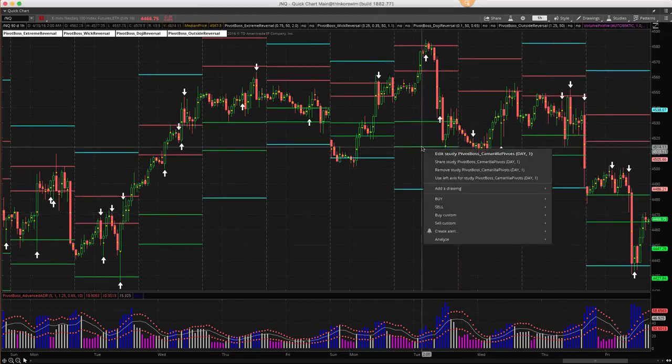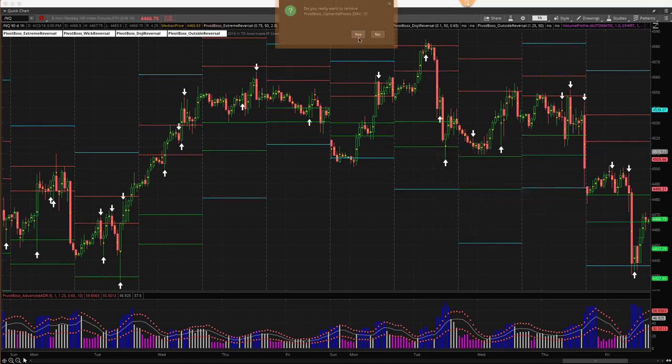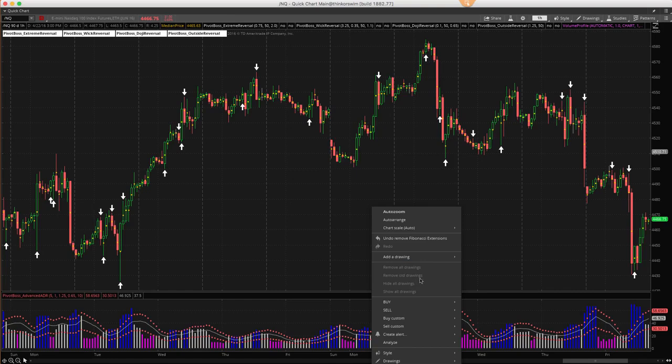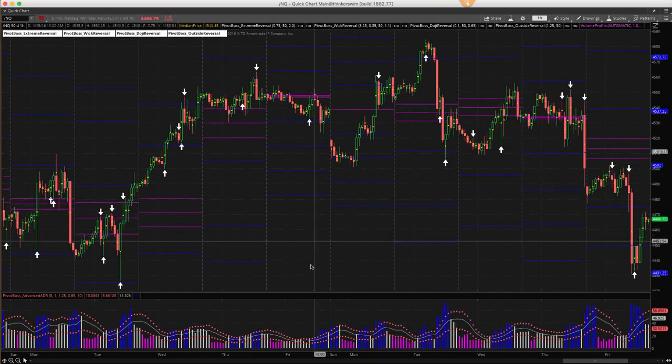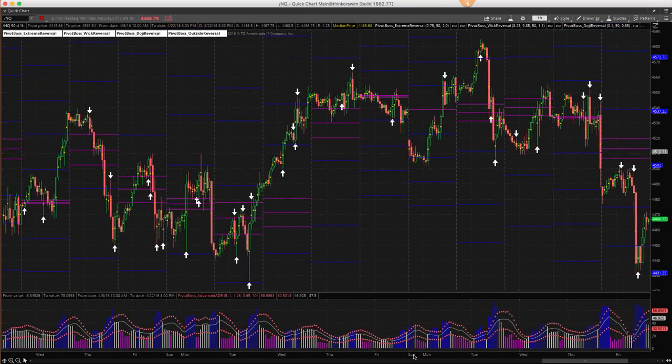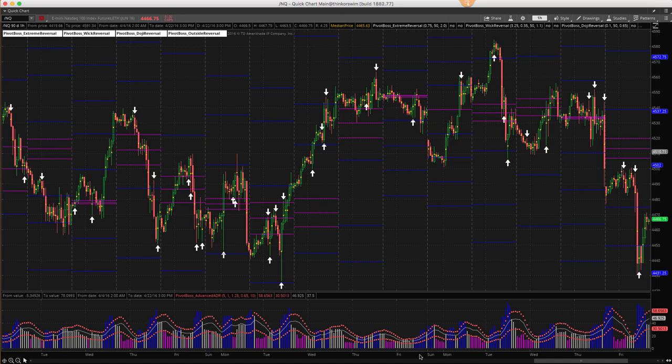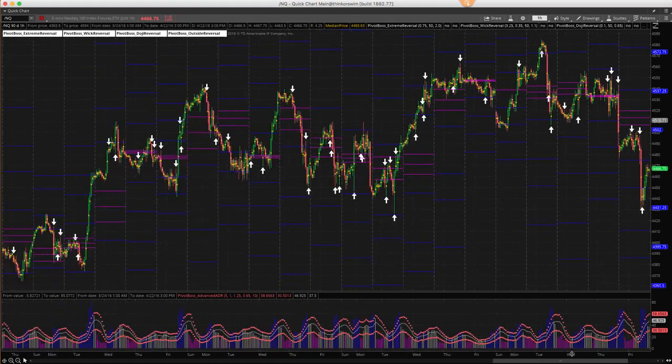Let's take a look. Let's switch gears here. And let's remove these. And let's bring up the floor pivots. There we go. This is the floor pivots. And these are beautiful. I love the floor pivots. These bring back fond memories. I really, really love them.